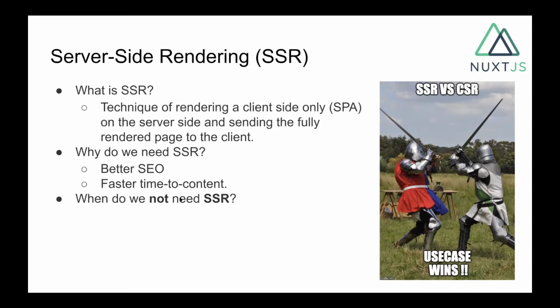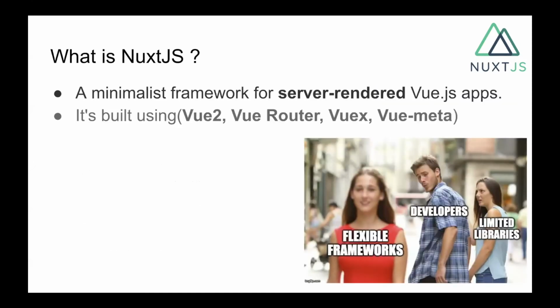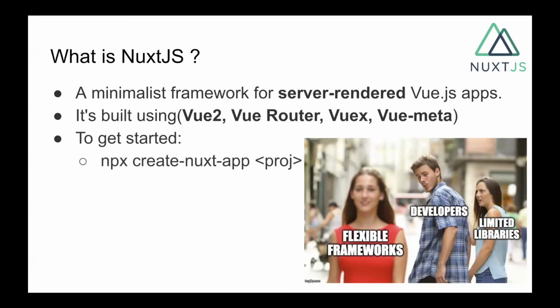So now let's talk about Nuxt.js. Nuxt.js is a minimalistic framework for server-side rendered Vue.js apps. It's built using Vue 2, Vue Router, Vuex, and Vue Meta. Getting started with Nuxt is pretty simple. We just need to run the command npx create-nuxt-app. npx is a tool that comes with Node 10 by default, and then the project name, and then Nuxt initializes our project.